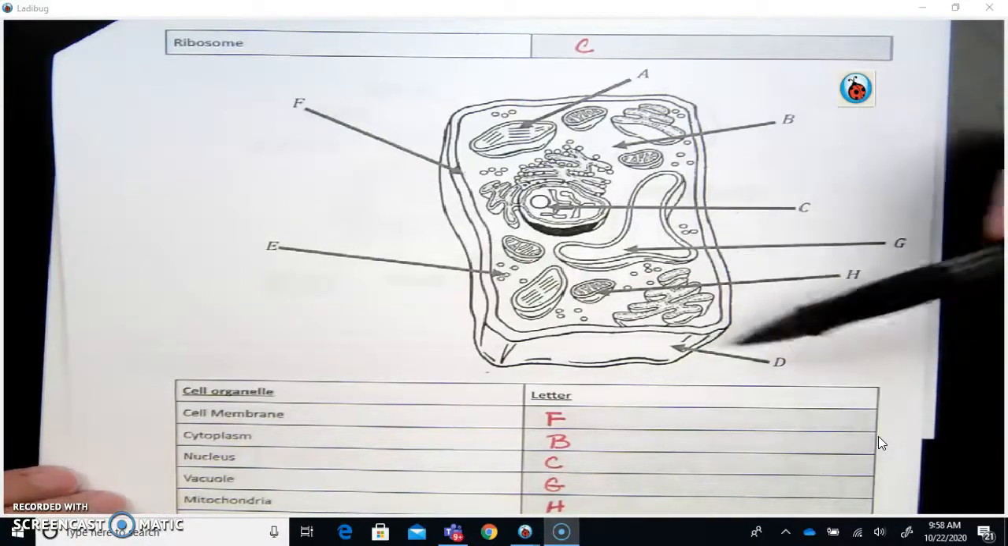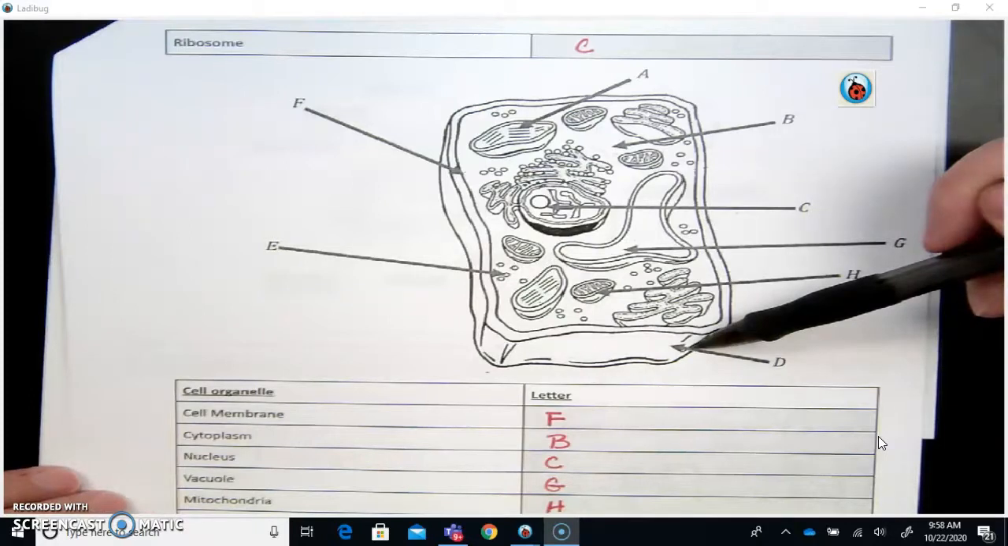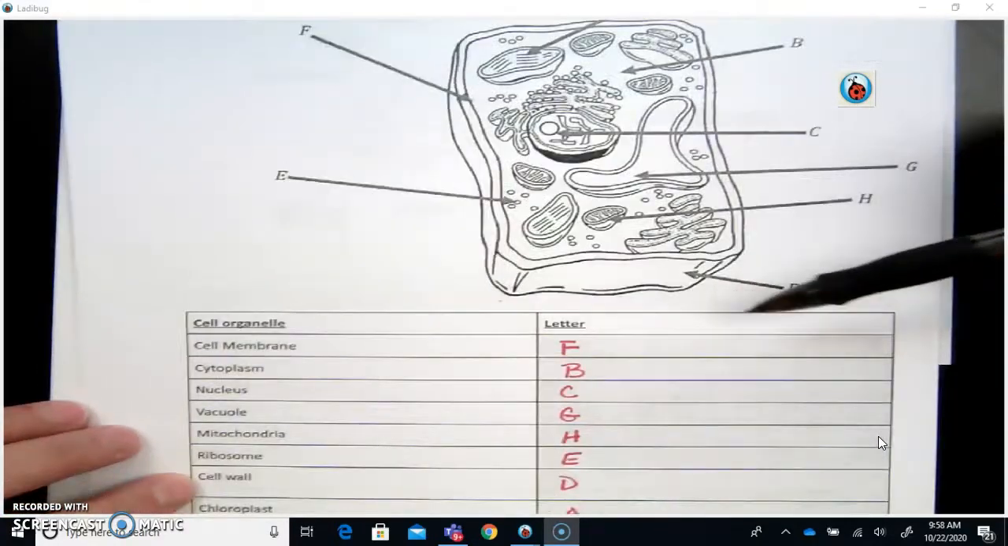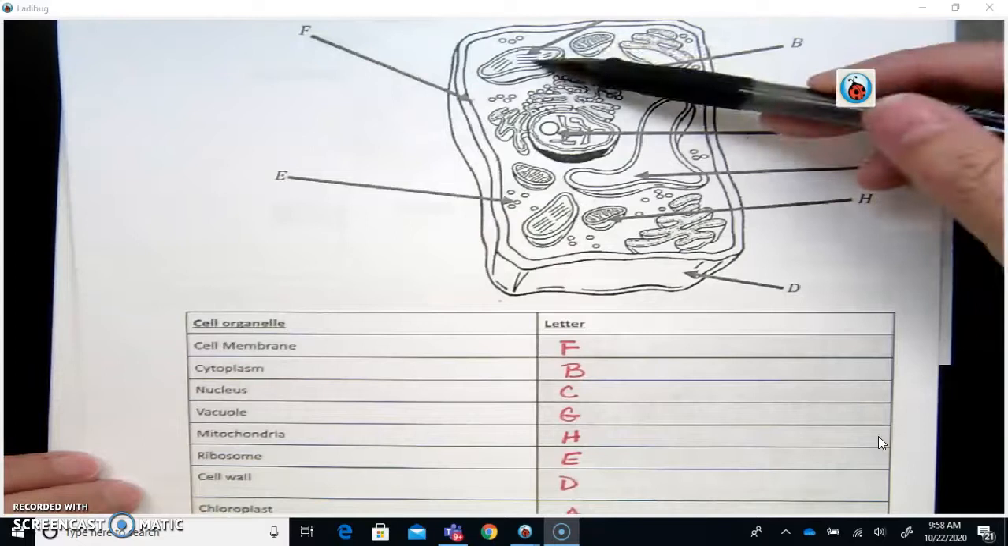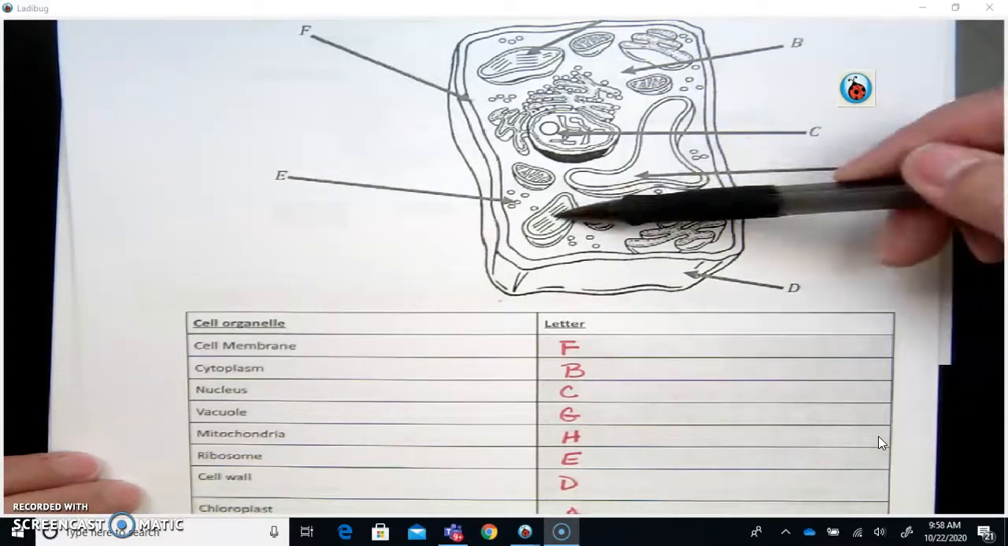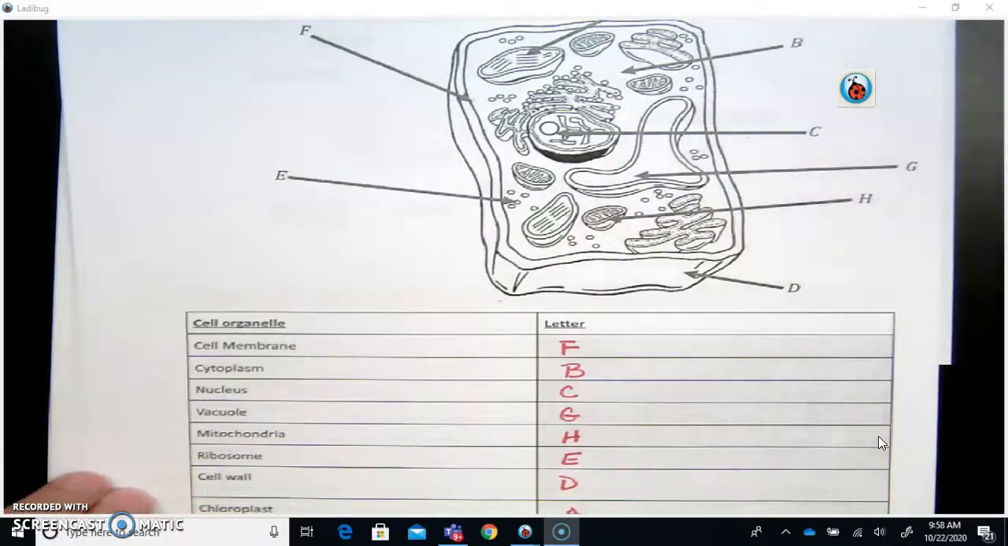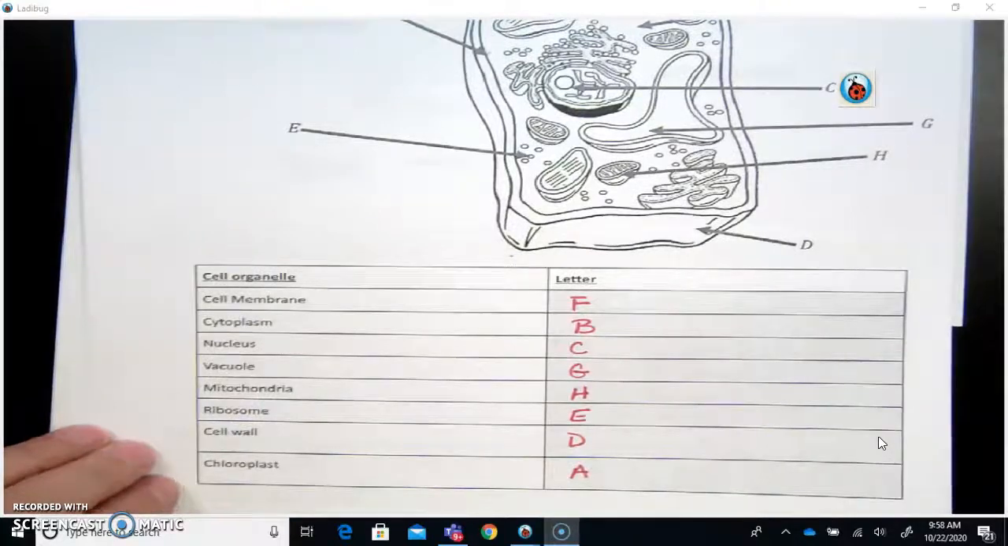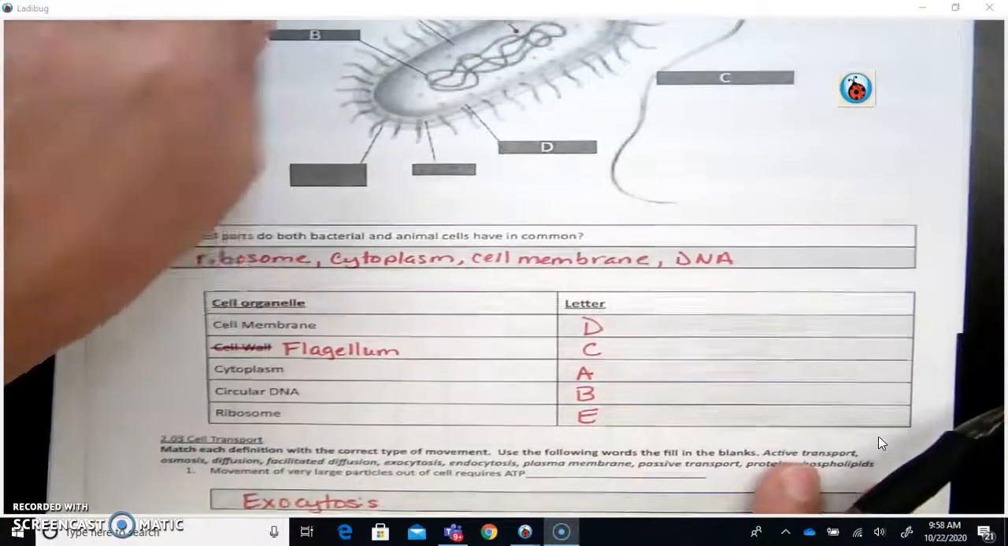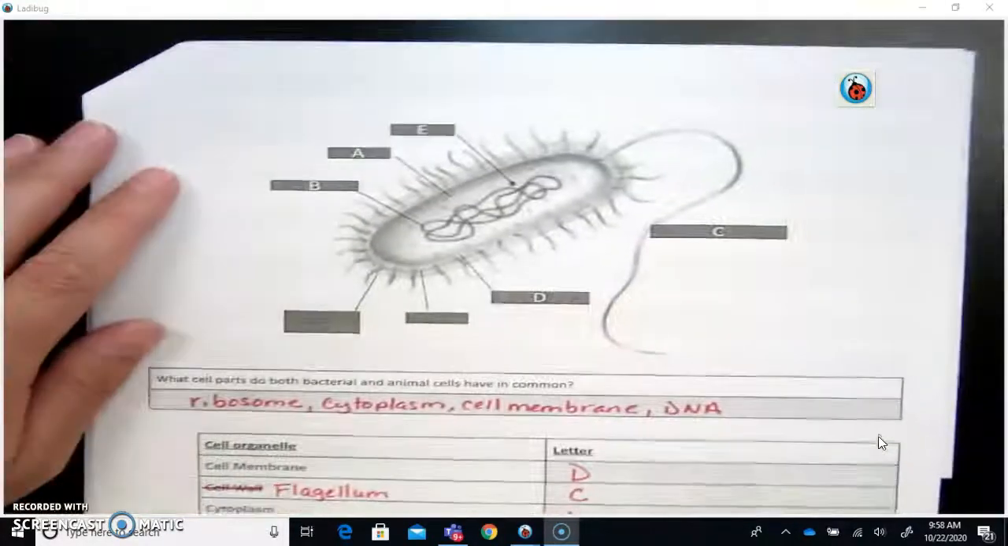The cell wall is D. The cell wall is outside of the cell membrane. The chloroplasts are A. There's one here and one here. Remember, that's where photosynthesis takes place. Chloroplast is A. Here is a bacterial cell.